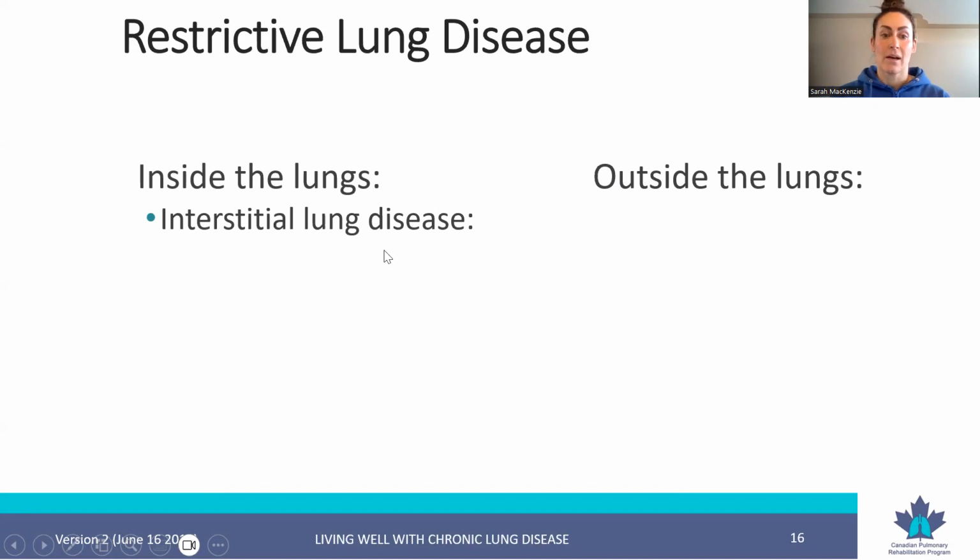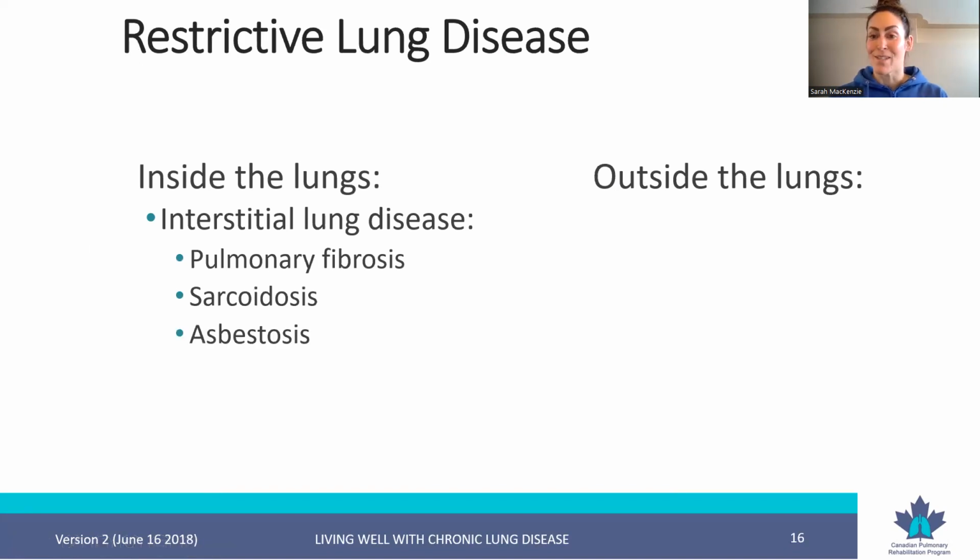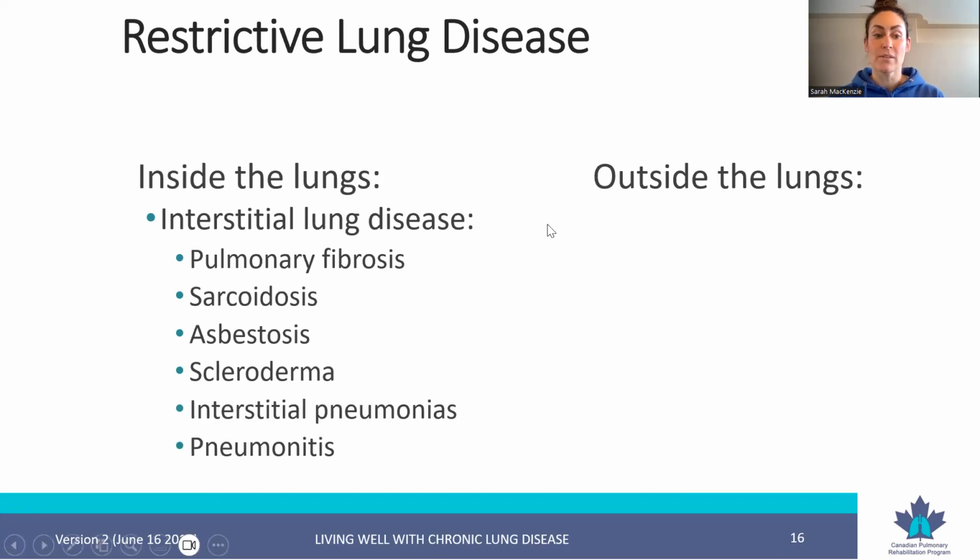Intrapulmonary includes things like interstitial lung disease, pulmonary fibrosis, sarcoidosis, asbestosis, scleroderma, interstitial pneumonias, and pneumonitis. Outside the lungs includes kyphosis, scoliosis. Those are curvatures of the spine. Kyphosis is a hunchback, and scoliosis is an S shape of the spine. And those both impinge on your lungs' ability to expand normally with a breath in.